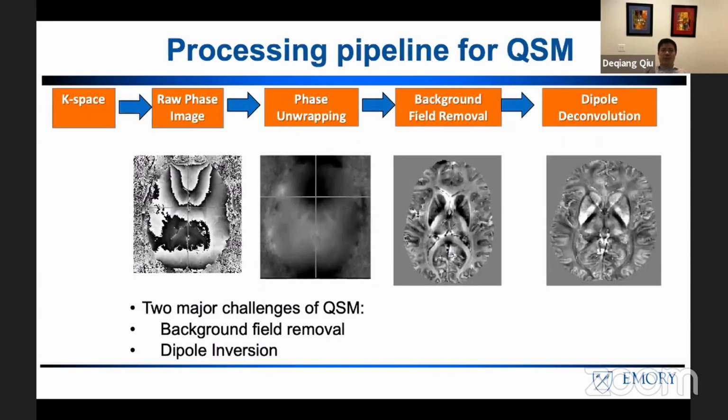So therefore, you need a lot of processing in order to get something useful. And here is the general pipeline that people use for QSM processing. Obviously, you have to reconstruct the images from the raw data, which is in the K-space, and obtain the phase image, and then you perform phase unwrapping, and then background field removal to remove the effect from magnetic susceptibility sources outside of the region of interest, and then finally you perform a dipole deconvolution.